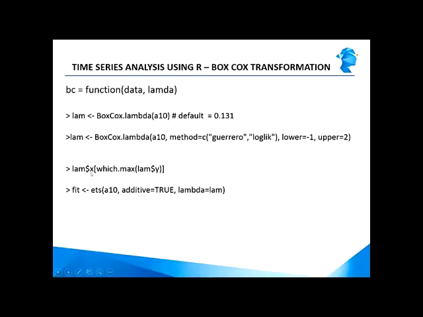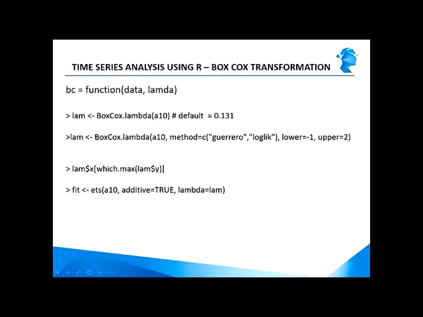So the x variable contains all the lambda values that you have tried, all the lambdas between -1 and 2, and the y contains all the transformed data. If you issue this command, lam$x[which.max(lam$y)], it tells you which lambda has worked the best. So first you need to use the BoxCox.lambda function to try out a range of lambdas, and then check which lambda has worked the best.